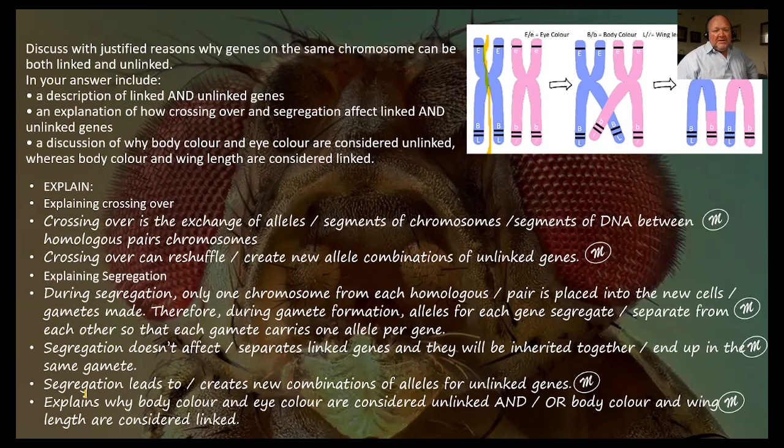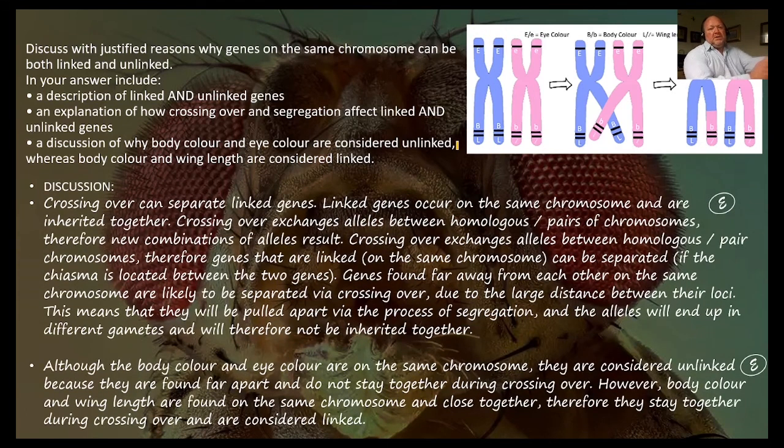However, segregation does lead to new combinations of unlinked genes, because remember, we have random assortment, and segregation is just going to split them randomly into different cells. And the last thing you had to do was explain why body color and eye color are considered unlinked and why body color and wing length are considered linked, because they are so far apart on the same chromosome, and these ones are close together. That's all merit level.